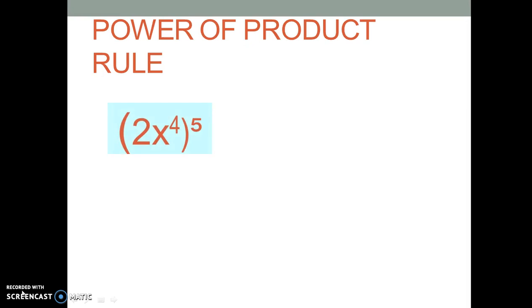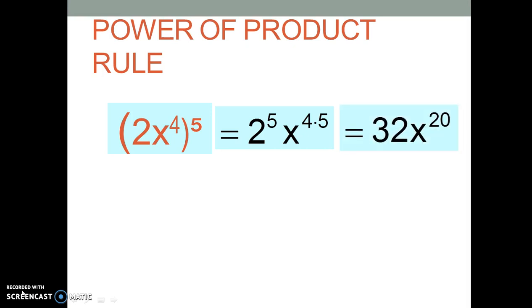What if I have multiple things inside my parentheses? So here it says I have 2 times x to the 4th, and I'm going to do that 5 times. So what I have to remember is that the exponent 5 goes to both the 2 and the x to the 4th. So 2 times 2 is 4, times 2 is 8, times 2 is 16, times 2 is 32. That's how I'll get 32. And then 5 times 4 is 20, because I really have 5 sets of x to the 4th.